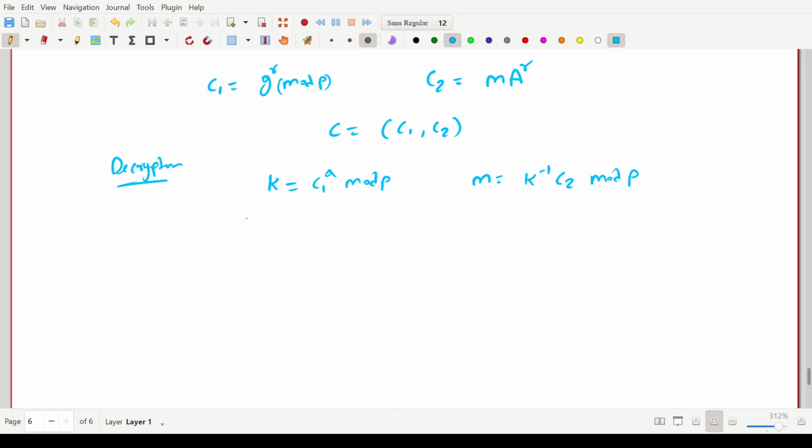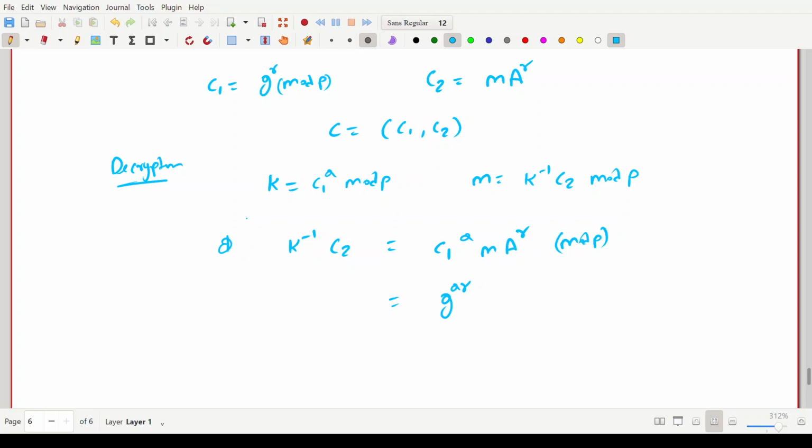You just see what is K inverse C2. Now what is K? It is C1 raised to A, and what is your C2? It is M into A raised to R modulo P. What else? Now we know that C1 is G raised to R, so it will be G raised to AR.